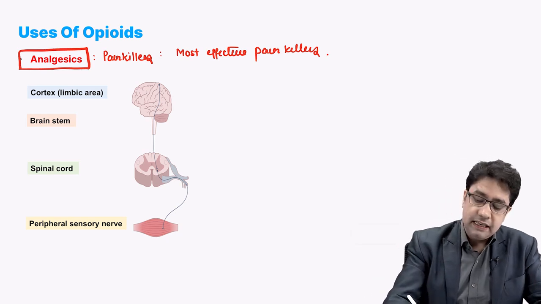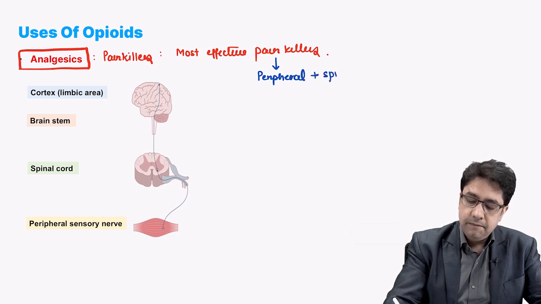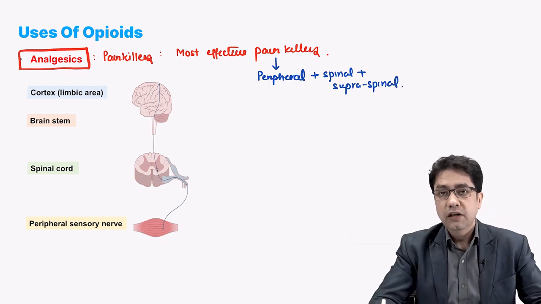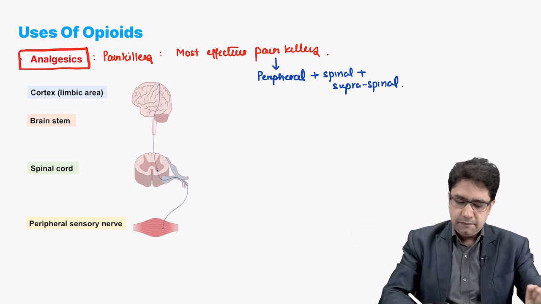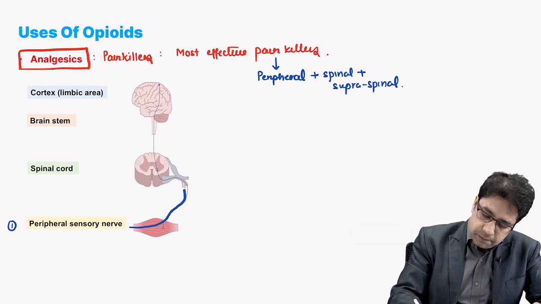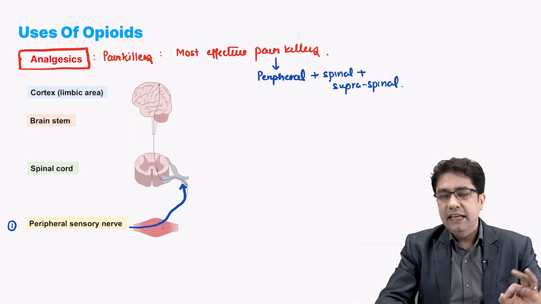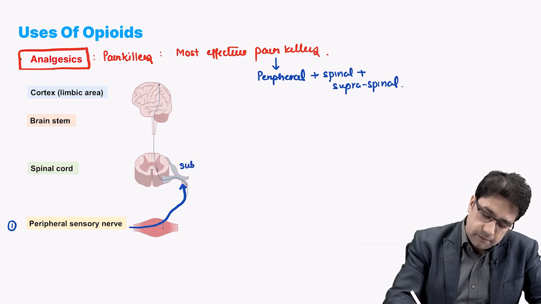All levels means that they act at the peripheral level, they act at the spinal level, and above the spinal cord, they act at the supraspinal level, and they reduce pain transmission. So let's understand this part. Imagine you have pain in your hand, let's say in the muscles of the hand. So first, the sensory nerves will go to the spinal cord. In the spinal cord, there is an area which carries pain fibers, that is substantia gelatinosa.